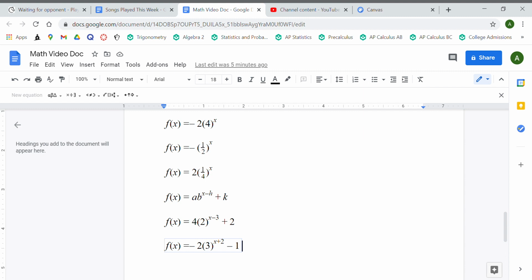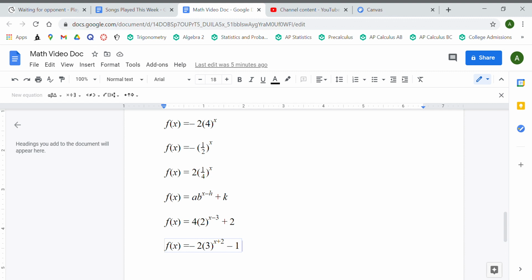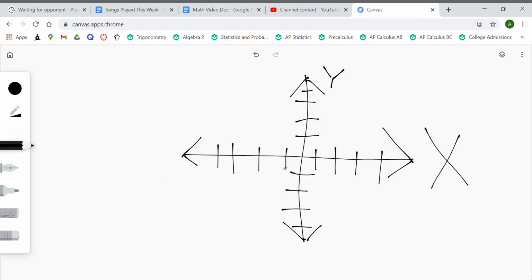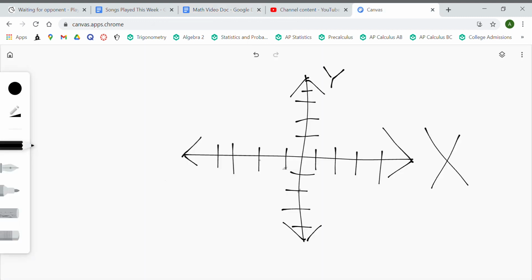So 3 to the power of -1 is 1/3. Multiplied by -2 is -2/3. And then 3 to the power of -2 is 1/9. Multiplied by -2 to get -2/9. And then 3 to the power of 1 is 3. Multiplied by -2 to get -6. So I'm going to try to graph up beyond the graph.